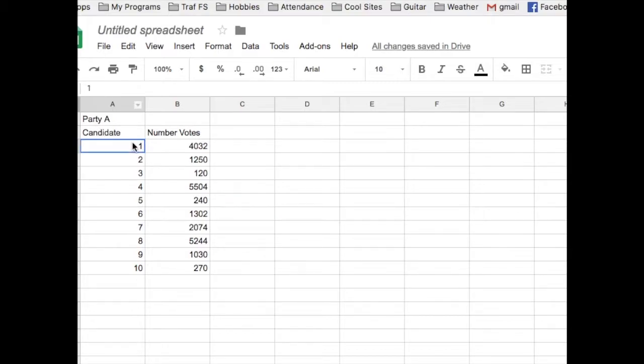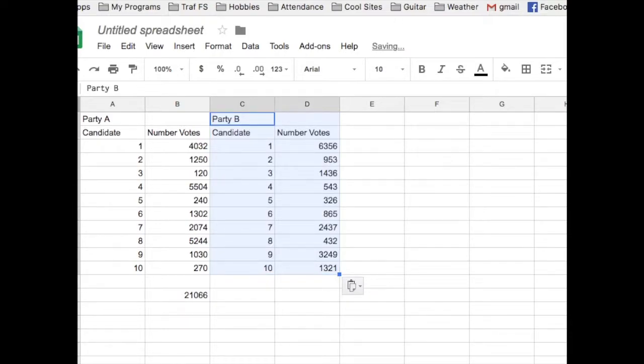I wrote the information down here. We have Party A, candidate 1 gets 4,032 votes, and so on. I wrote all that information down. How many votes do we have in total? Then we're going to figure out what percentage that is. These are the number of votes, and then we want to figure out the percentage. I have to do that for Party A and then for Party B. So let's do that for each party.